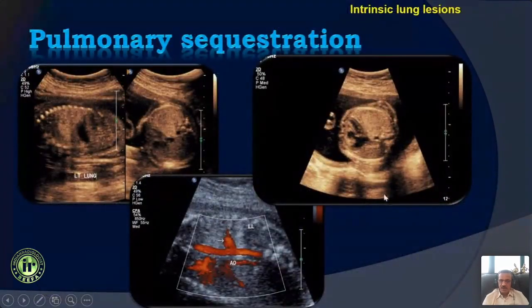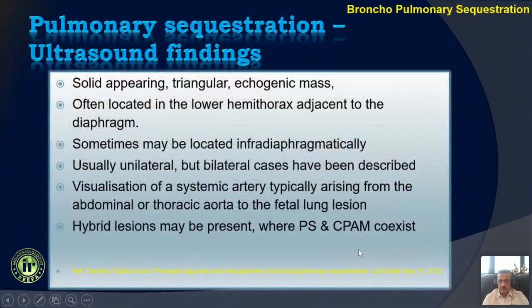And here again, we have a large sort of a sequestration, but the blood flow is coming from the aorta. So very often, as I said, they are located very close to the diaphragm. They could be infradiaphragmatic also. Most of the time, they are unilateral. They could be bilateral, and the blood flow is very, very important.